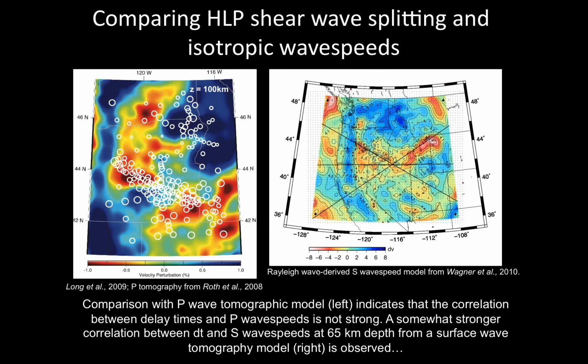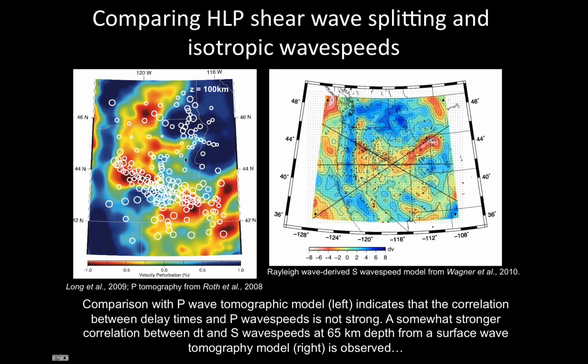One thing that we've been looking at is comparing these shear wave splitting delay times, so the strength of anisotropy, to other types of data such as isotropic wave speeds. It's being shown here on the left. This is a comparison between our shear wave splitting data set and an isotropic P-wave velocity model. This is the model of Roth et al. from 2008. This is a depth slice at 100 kilometers.